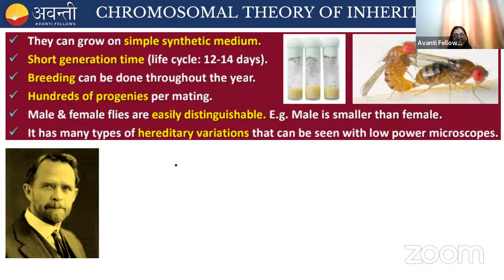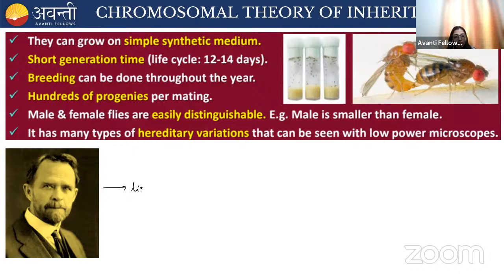The characters are easily distinguishable in Drosophila, they have a small chromosome size, and they produce a large number of offspring in one mating. And the males are distinguishable from the females, like males are smaller in size and females are larger in size. Okay, and they have a very short lifespan and short generation time. That is why T.H. Morgan worked on Drosophila.